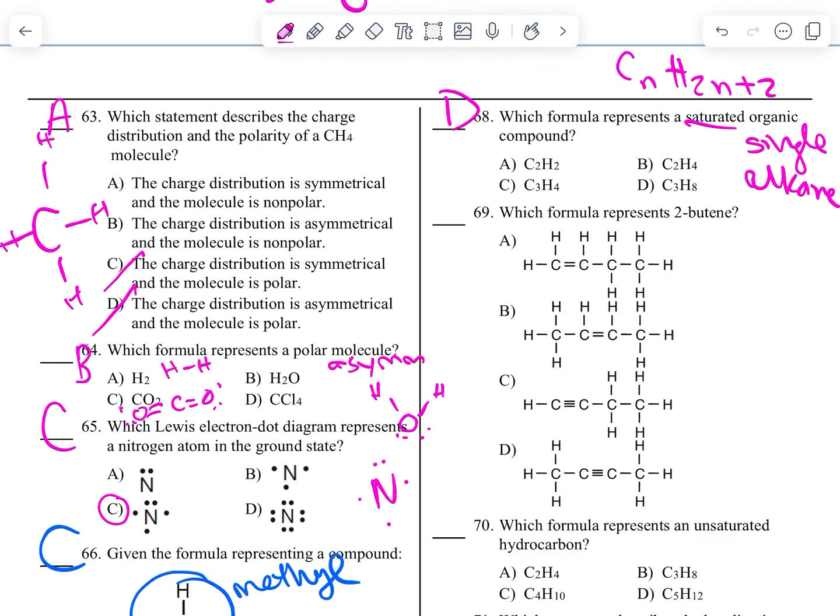Which formula represents 2-butene? So meth, eth, prop, but is 4 carbons. That doesn't eliminate anything. Ene means a double bond, and it has to be after the second carbon. So let's say this is after the first carbon. Ooh, this is after the second carbon. Ooh, this is a triple bond, and that's a triple bond. So it has to be choice B.